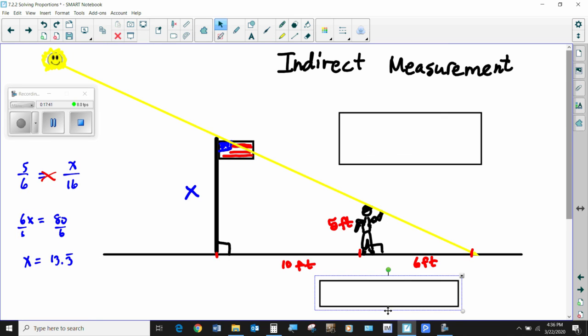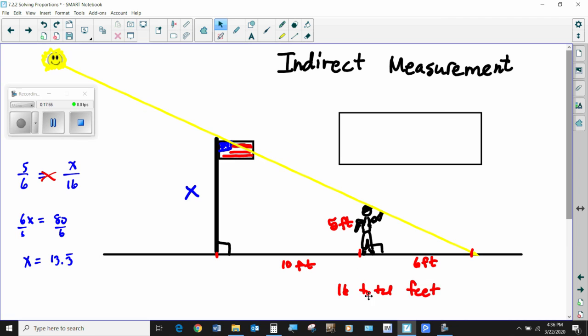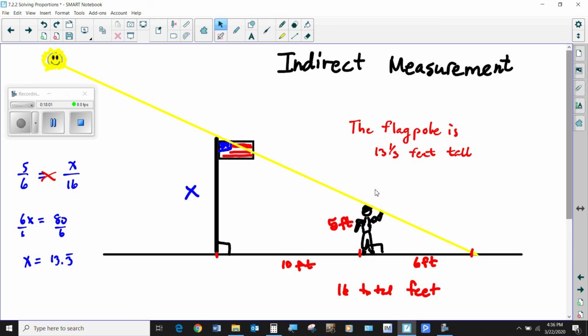So one thing to keep in mind, this 16 down here, while this says 10, that's not the full length of the shadow. The shadow is the 10 feet from the flagpole to the person, and then another 6 feet to get to the end. So the flagpole had a cast shadow of 16 total feet. So in the end, this flagpole, which was really hard to measure on its own, by using indirect measurement and proportional reasoning, was 13 1/3 feet tall.